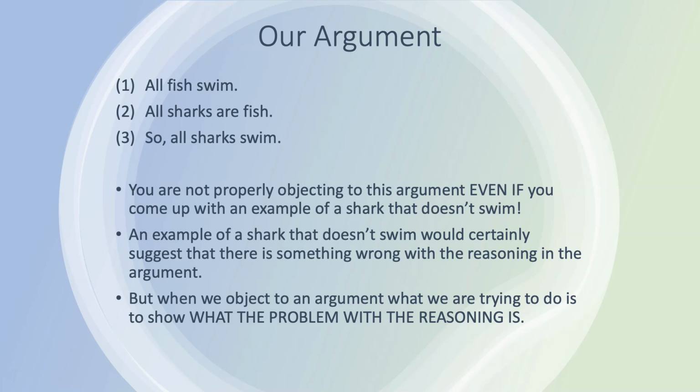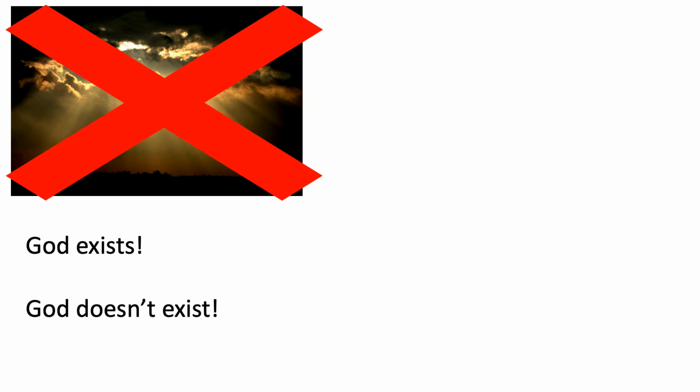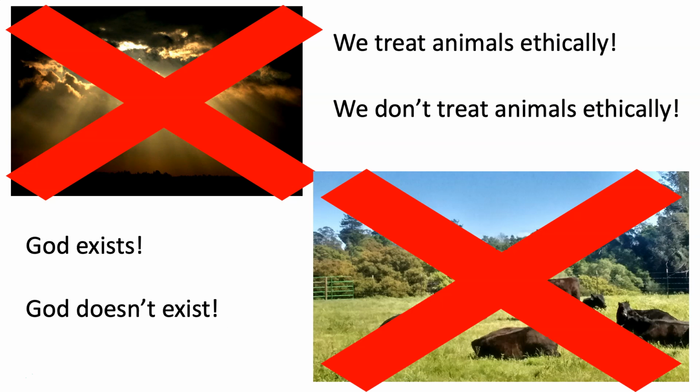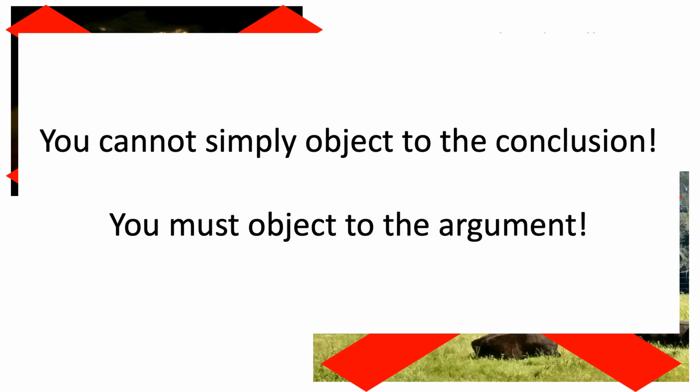Now, why does this point about not simply being able to object to the conclusion of an argument matter? Well, here's one reason. In our class, we're going to be looking at arguments with conclusions like God exists, and also other conclusions like God doesn't exist. We're going to look at some arguments with the conclusion that we treat animals ethically, and other arguments with the conclusion that we don't treat animals ethically. You can't simply object to the conclusion. You must object to the argument in one of the two ways that I've shown.